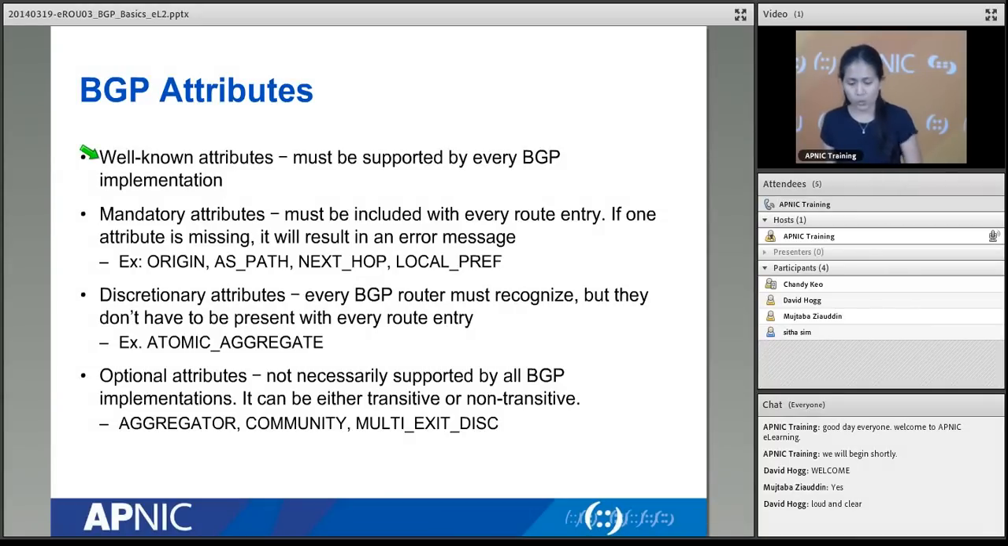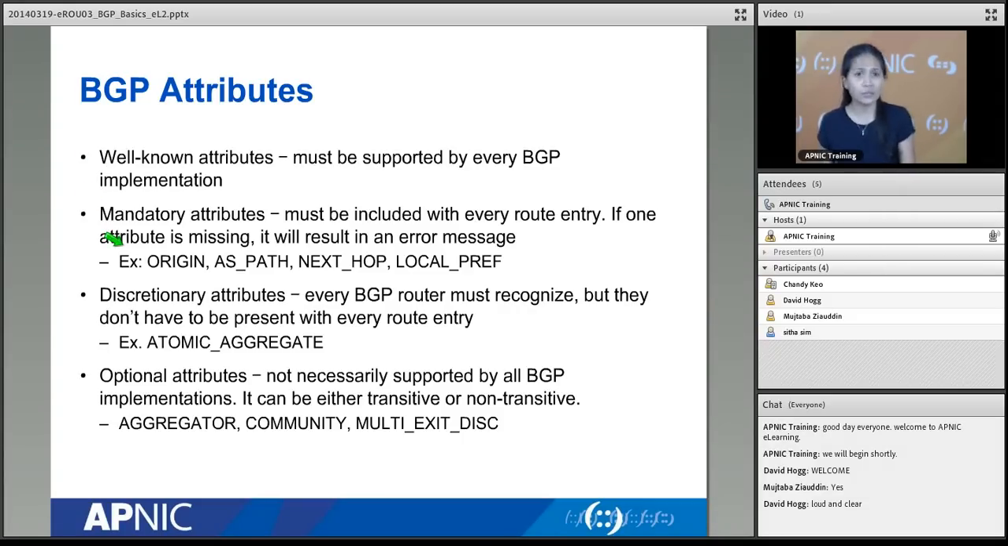So there are 2 types. We have well-known attributes. We also have optional attributes. Well-known attributes can be mandatory or discretionary. Well-known attributes are supported by every BGP implementation. Some of them are mandatory, meaning it's necessary. It has to be included in every route entry, but some of them don't. These are what we call discretionary attributes. The ones that are mandatory are the following.